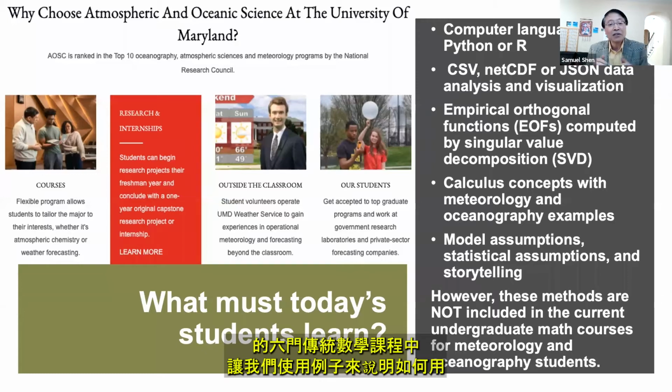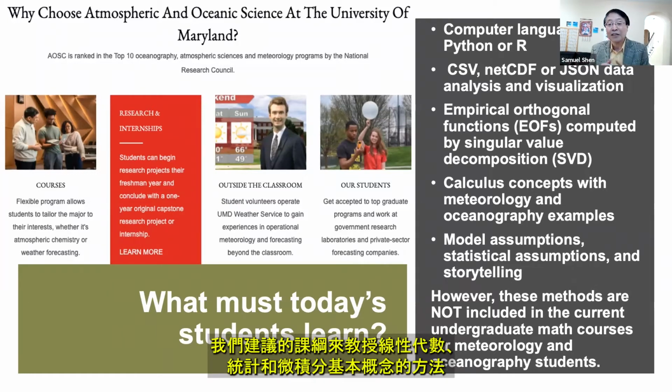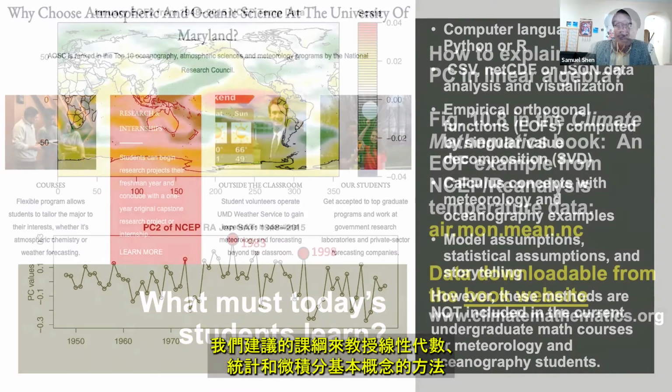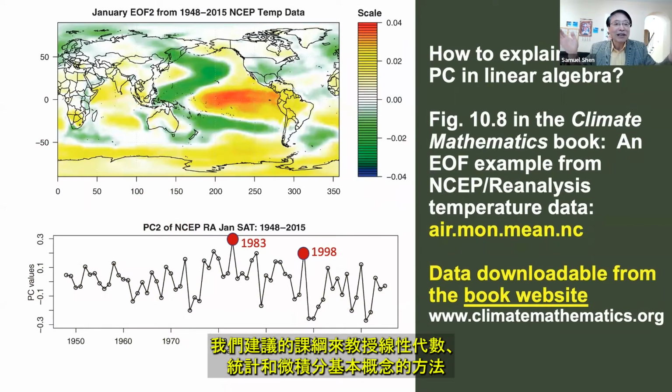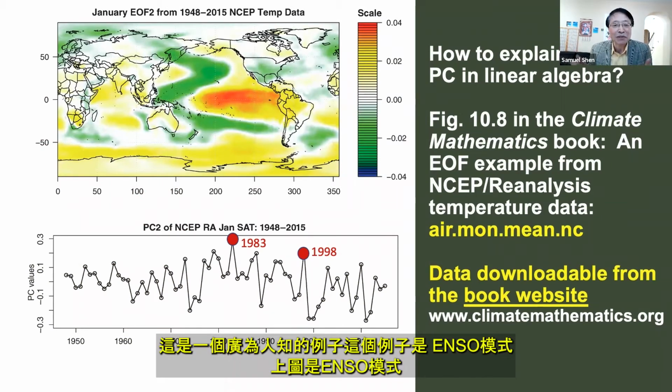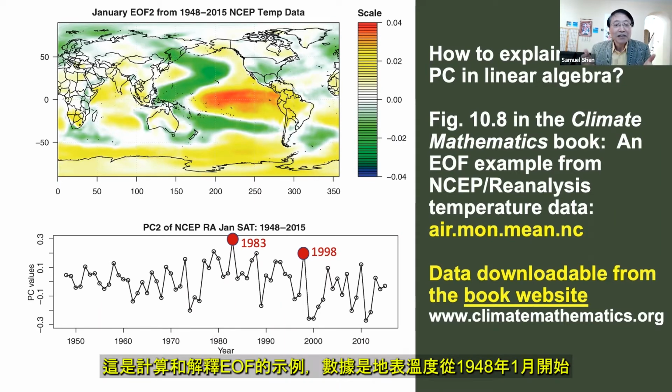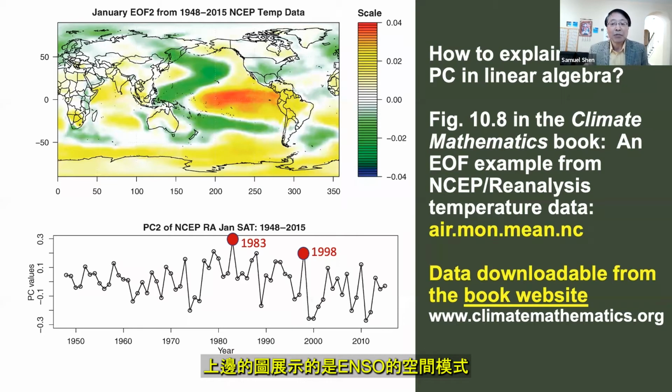So let's now use examples to illustrate our method to teach the basic concepts of linear algebra, statistics, and calculus. The first example is one everybody knows about: the ENSO pattern. The top figure is the ENSO pattern. This is an example of computing and interpreting EOFs. It was computed from the January surface temperature data of the NCEP reanalysis.